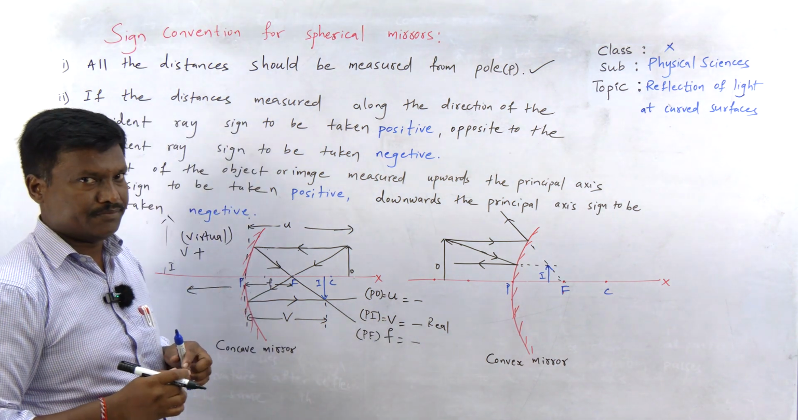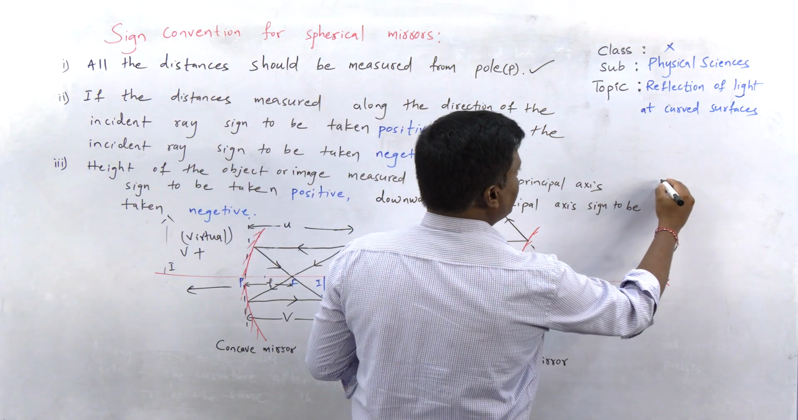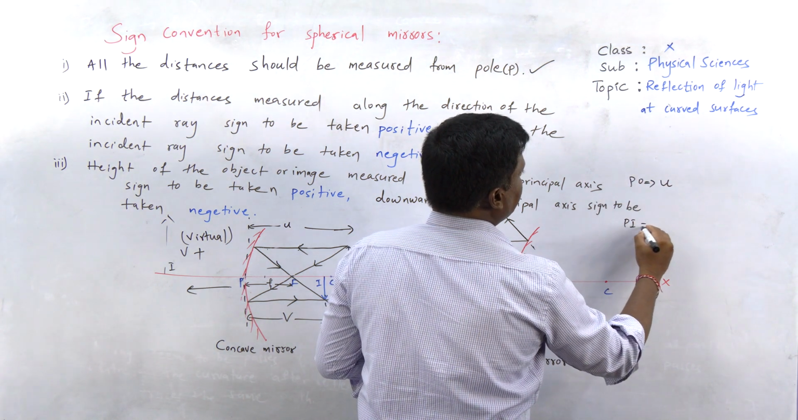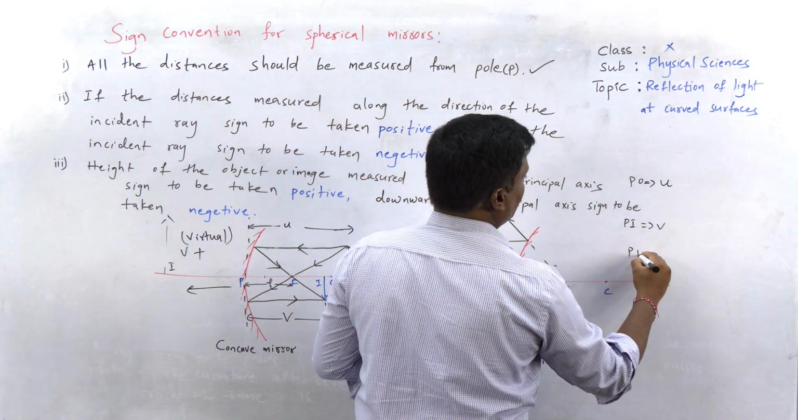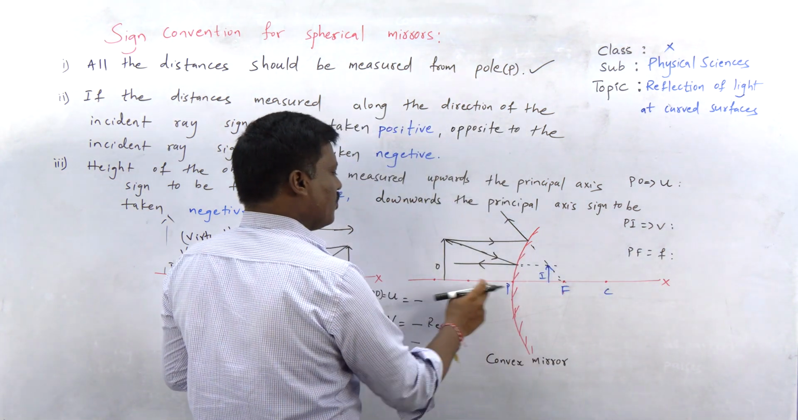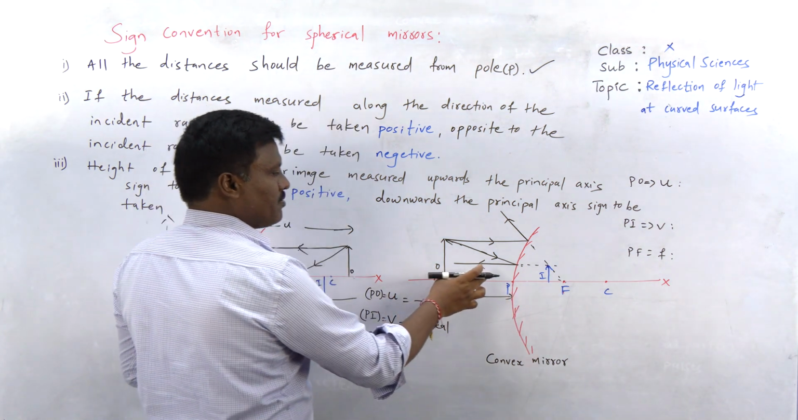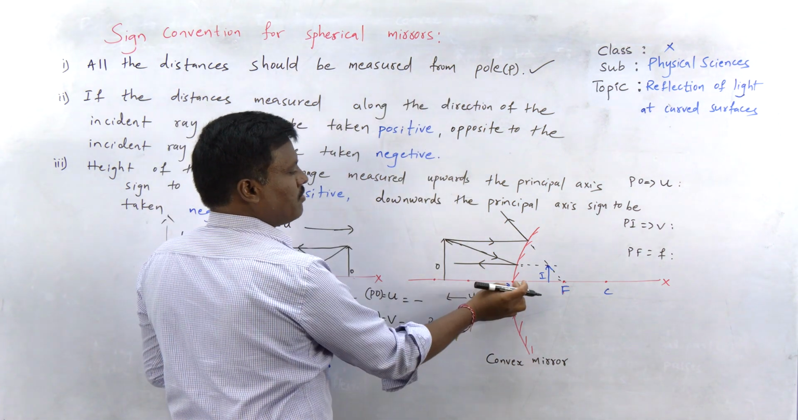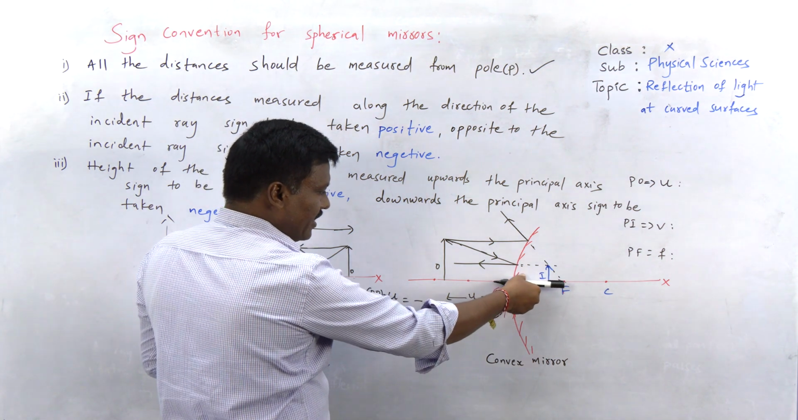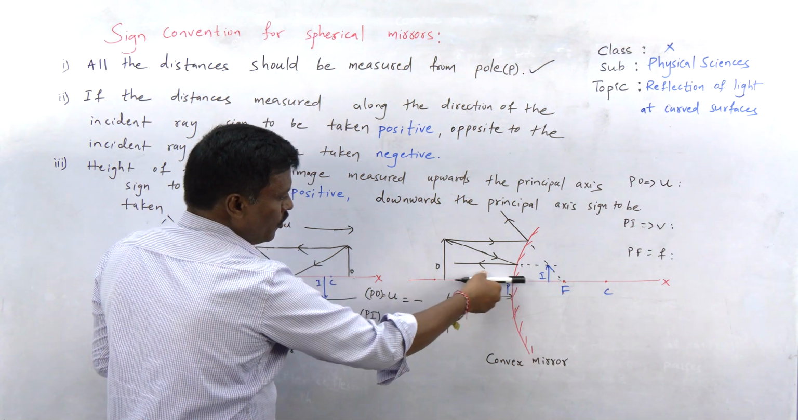This is important. Okay. Coming to the convex mirror. Now we have to measure U, the distance between pole and object. The distance between pole and image is called V, and the distance between pole and focus is called focal length. So this is the pole, this is the object, this is the object distance. Now I want to measure this object distance. According to the first rule, I have to start my measurement from the pole. My direction is P to the O, this way, from pole to the object.